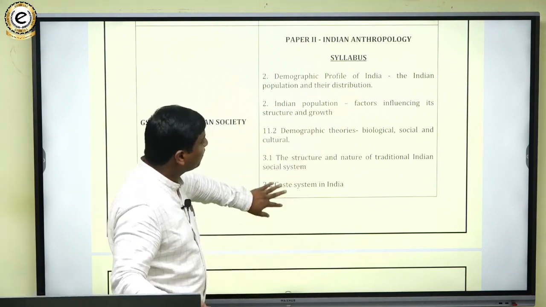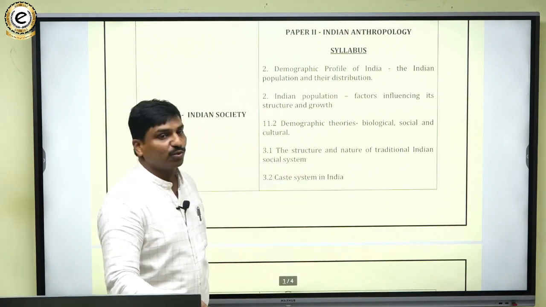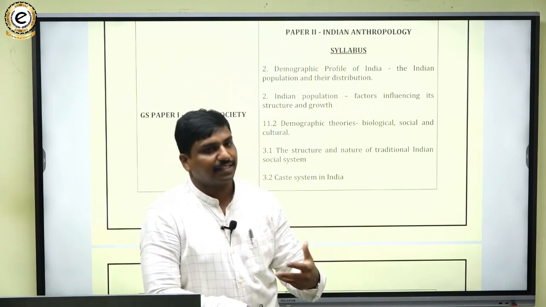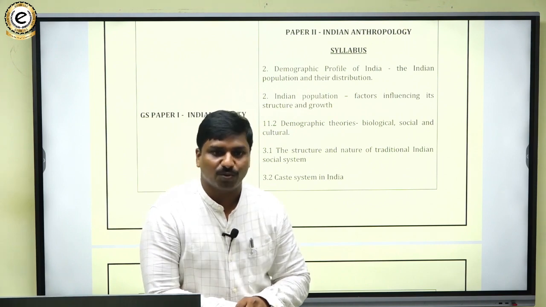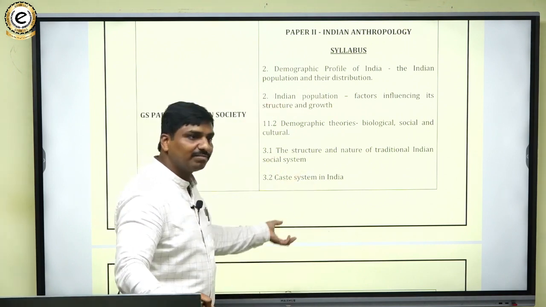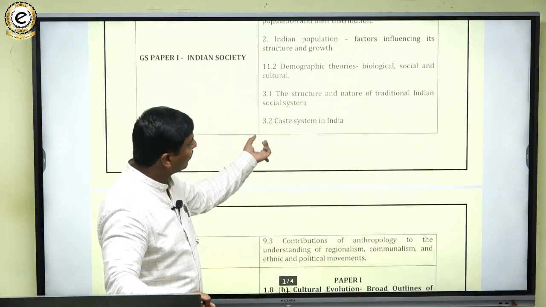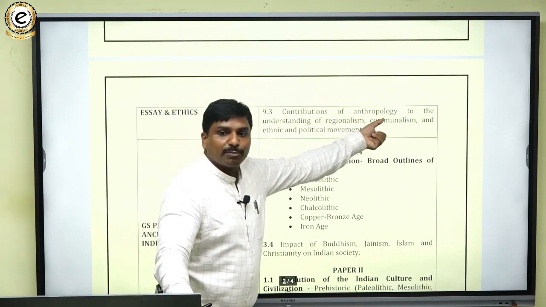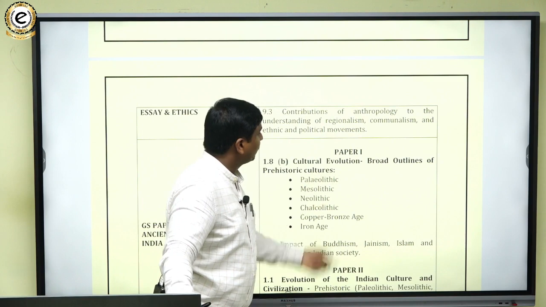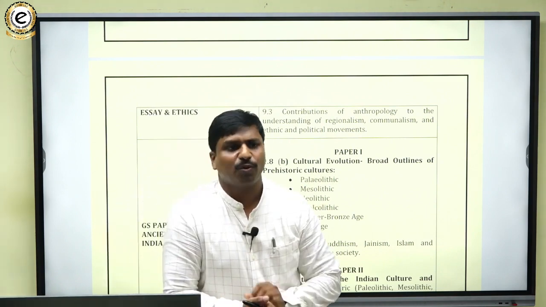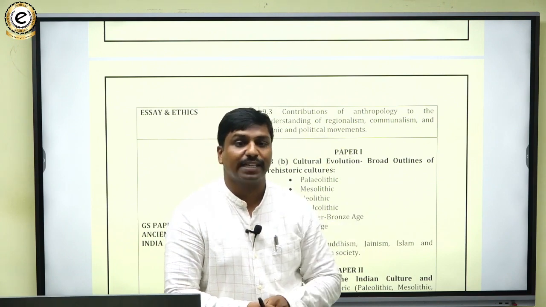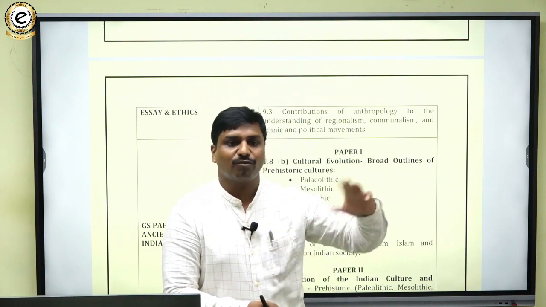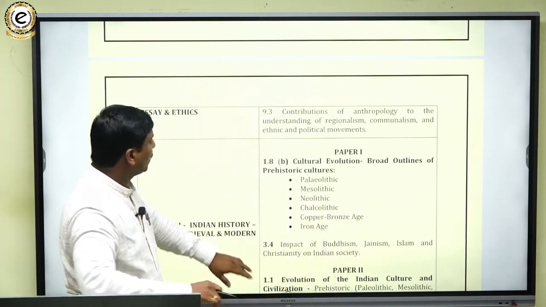Then we will have the structure and nature of the traditional Indian social system, how the Indian social system has evolved, what the caste system is, what the features of Indian society are, all those things. The caste system is very well known to us, so that would be covered in paper two. And the next topic is the contributions of anthropology in understanding regionalism, communalism, and other ethnic political movements. If you recollect the society section, you will have topics like regionalism, communalism, and secularism. So that would be overlapping here. So that is one thing.